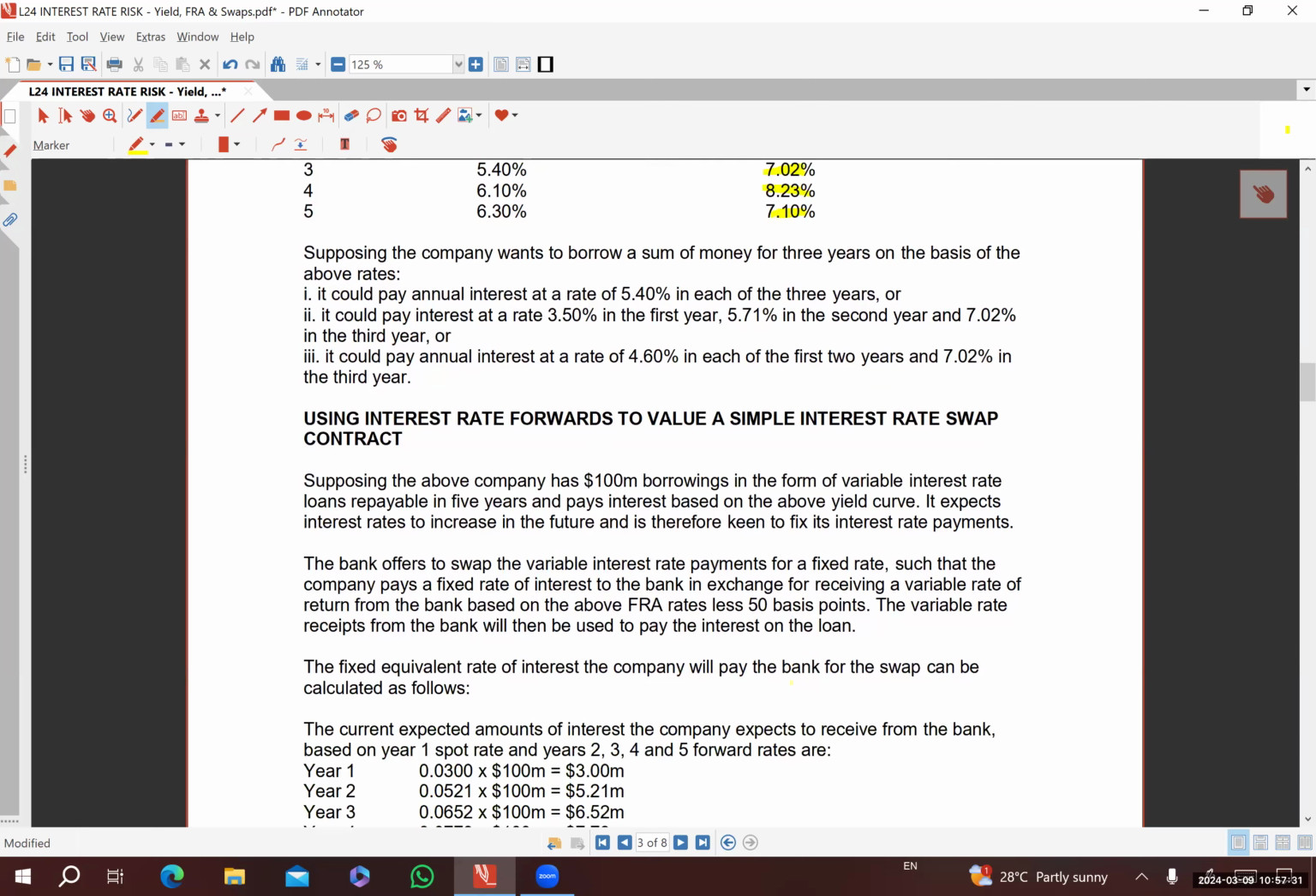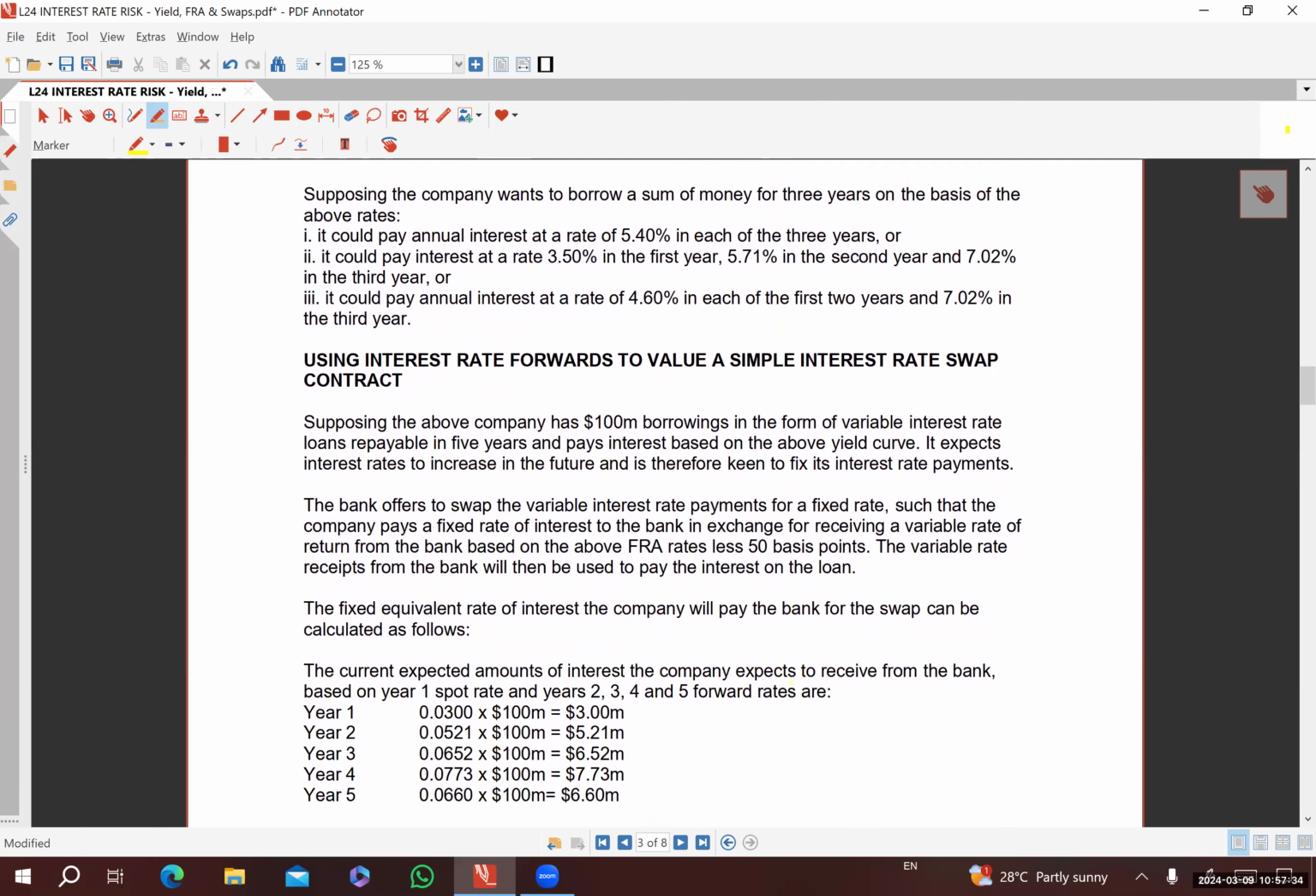Now, suppose the above company has a $100 million loan in the form of variable rate interest repayable in 5 years' time and pays interest based on the above yield curve. It expects interest rate to increase in future, therefore wants to fix the interest rate. You borrow floating rate, you think interest rate will increase, then you will end up paying more. So you want to fix the rate, so you want to swap. You have floating rate, you want to swap for fixed rate.